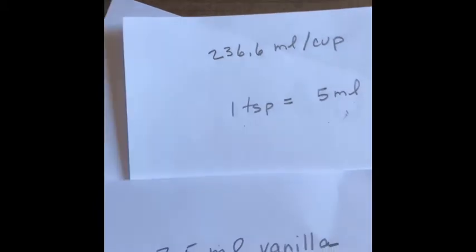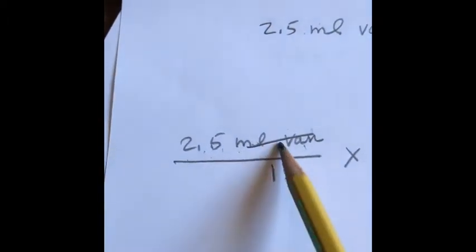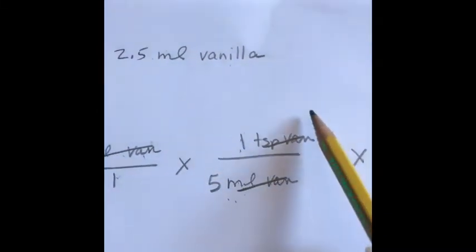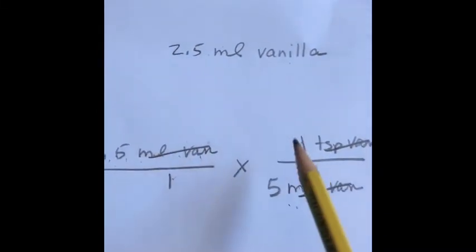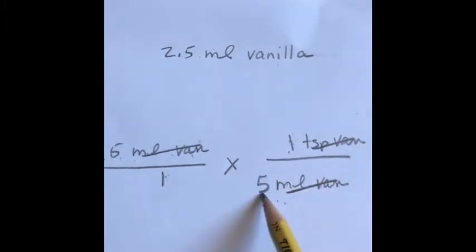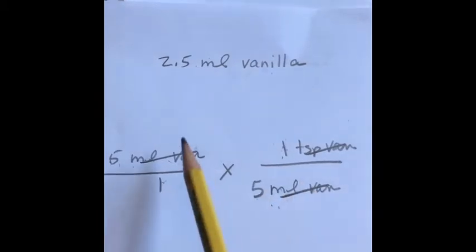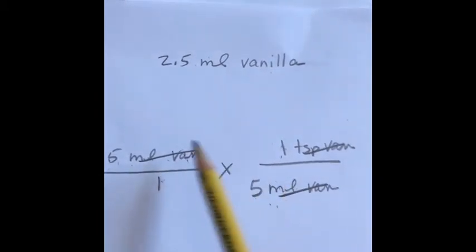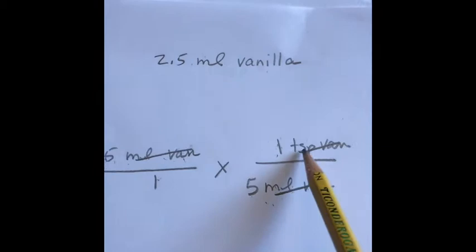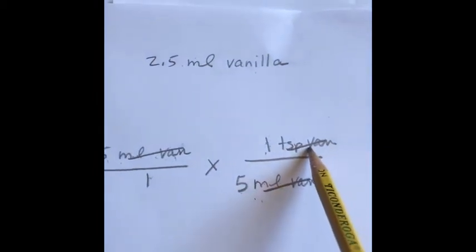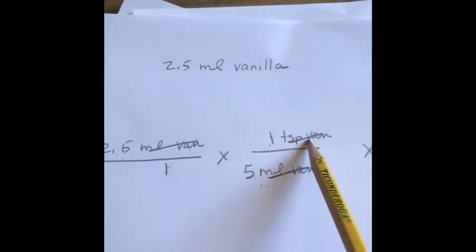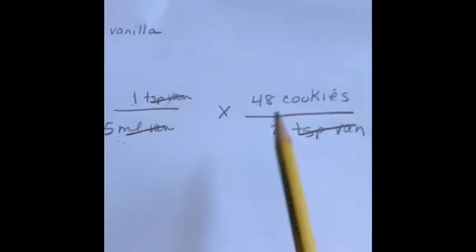All right, so I think I did this already. You start with what they give you, which is 2.5 milliliters of vanilla. You're going to multiply that by the conversion units. Just remember, it could go 1/5 or 5/1, but what you need to make sure of is that the unit that you're going from is on the bottom so that they cancel out, and you'll end up with teaspoons of vanilla.